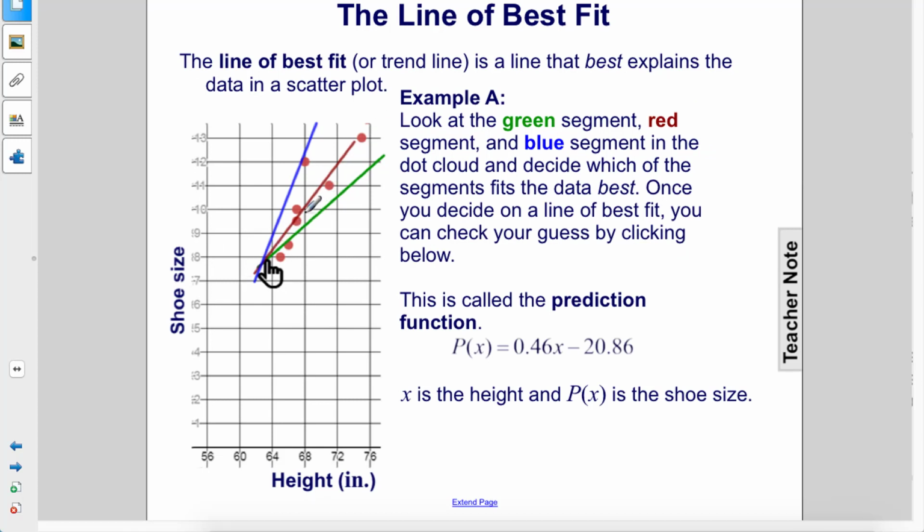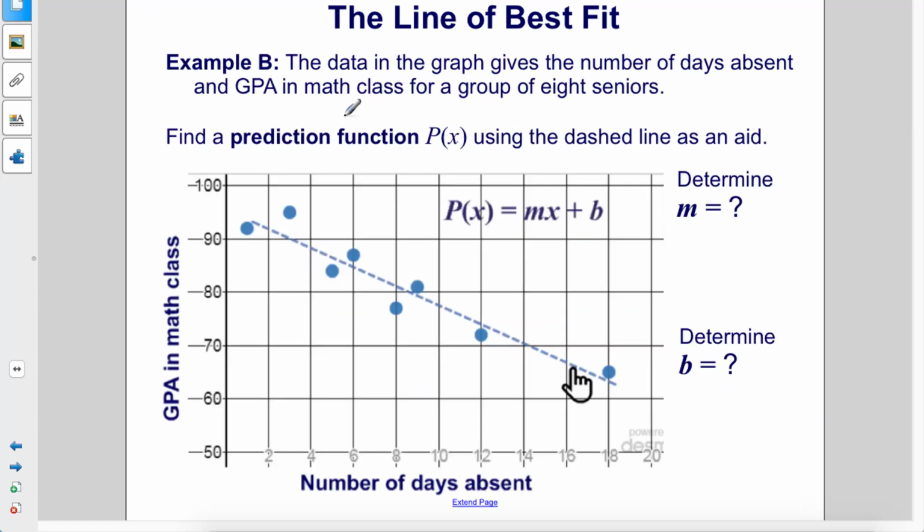Alright, so then once we have our red line, we can figure out the equation for it using points on the line, like this point, and we call that the prediction function. In this case, p(x) equals 0.46x, this is the slope of the line, minus 20.86. The y-intercept of this line will end up being negative 20.86, where x is the height and p(x) is the shoe size.